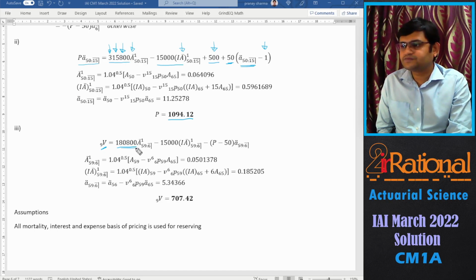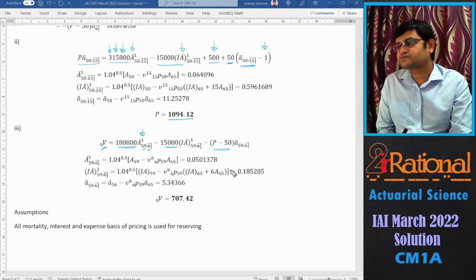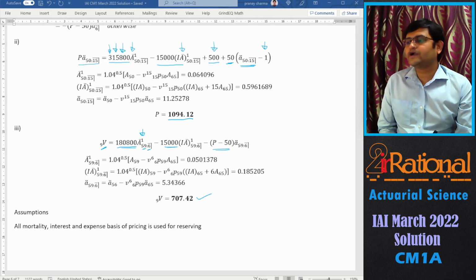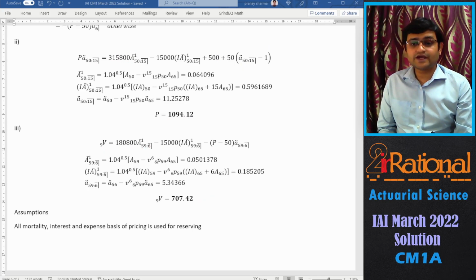For the reserve at the end of the 9th year, again the values, same thing. For the benefit, the age would be 59 and 6 years left. No initial expense, but premium minus the renewal expense. So this is our prospective reserve, and we'll get the reserve as 707.42. The assumptions will say all mortality, interest and expense basis of pricing is used for reserving. Let's see the next question.